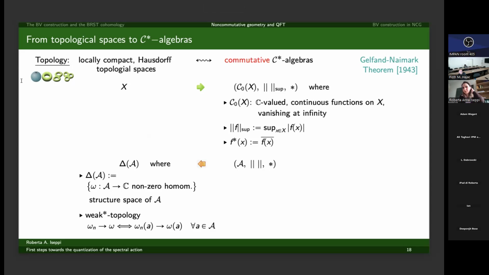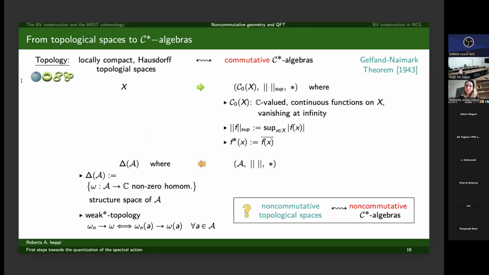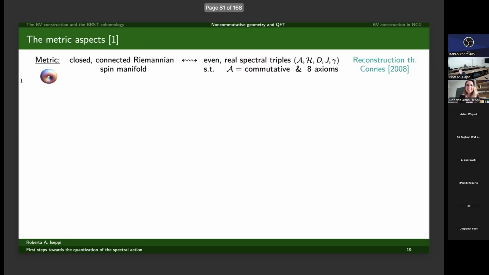So of course, the question is what happens if we go non-commutative? This gives us non-commutative topological spaces, which are not so nice to draw actually. And if one goes to the metric aspect, there is a famous reconstruction theorem by Connes that says that one can proceed with the same idea, trying to find an algebraic description of a manifold, in particular a closed connected Riemannian spin manifold. The corresponding translation in algebraic terms of this object is a so-called real spectral triple. It's actually an even real spectral triple, which is clearly not a triple because it has more ingredients, where the algebra is asked to be commutative and then 8 axioms are required to be satisfied.